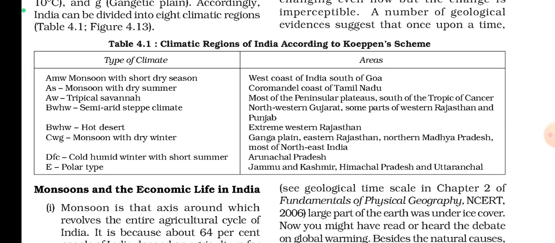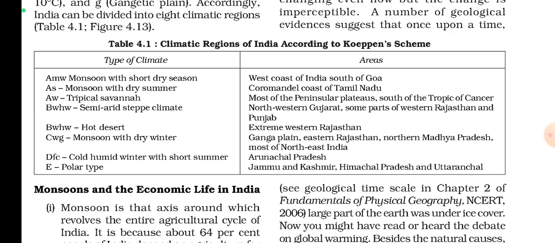So climatic regions of India according to the Köppen scheme. AMW: remember the climatic name. Monsoon with short dry season, where will it be seen? West coast of India, south of Goa. AS: monsoon with dry summer, Coromandel coast of Tamil Nadu.